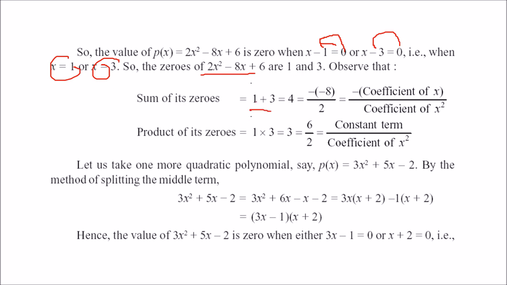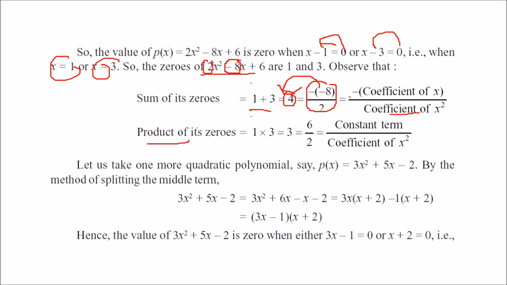Let us sum them. 1 plus 3, that will be 4. And let us also take the coefficient of x, which is minus 8, and divide it by the coefficient of x square, that is 2. Minus of minus 8 by 2, and this is minus of 8 by 2, and you will be surprised that this is exactly the same as the sum of its zeros.